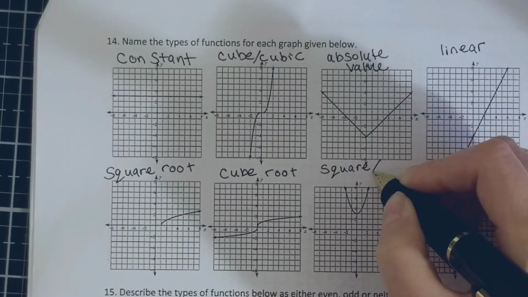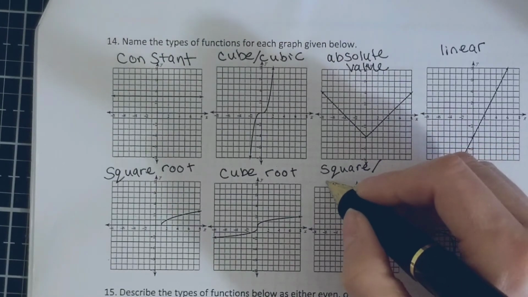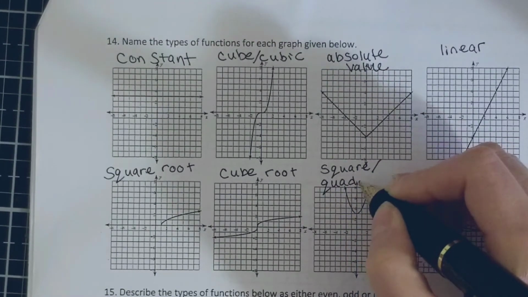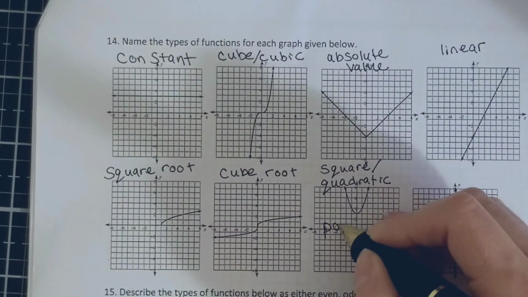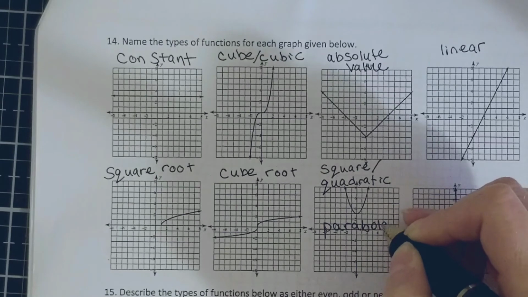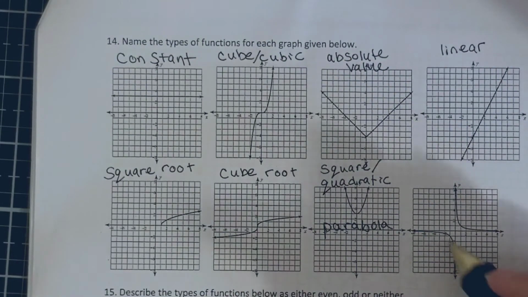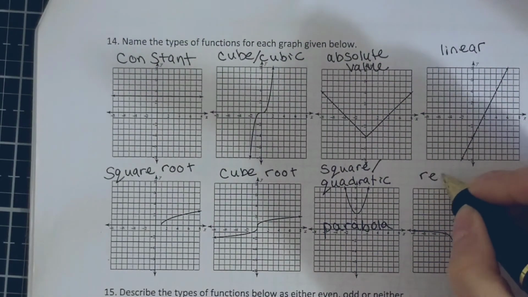It just depends on how they're going to word it on the test. Quadratic, or as we know, a parabola. And one that looks like that would be reciprocal.